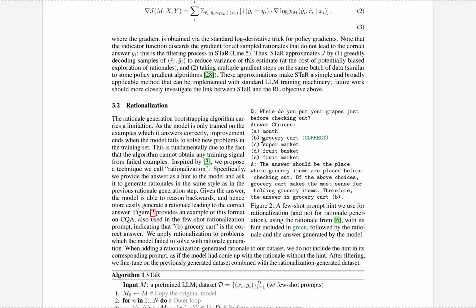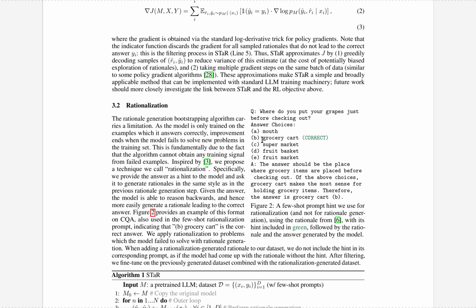Rationalization. The rationale generation bootstrapping algorithm carries a limitation, as the model is only trained on the examples which it answers correctly. Improvement ends when the model fails to solve new problems in the training set. This is fundamentally due to the fact that the algorithm cannot obtain any training signal from failed examples. Inspired by prior work, we propose a technique we call rationalization. Specifically, we provide the answer as a hint to the model and ask it to generate rationales in the same style as in the previous rationale generation step.